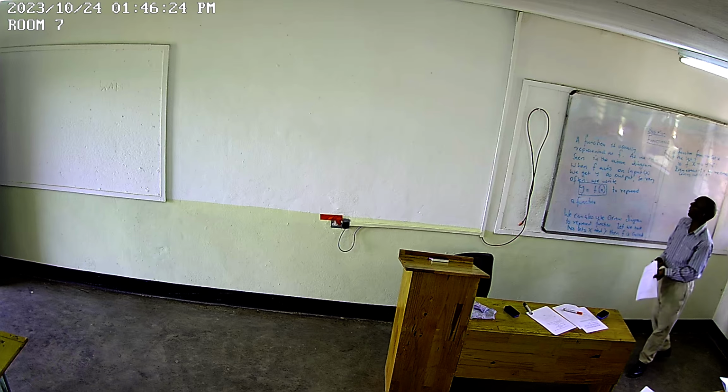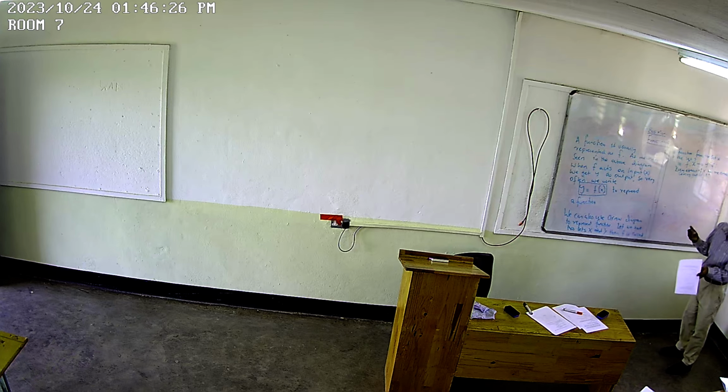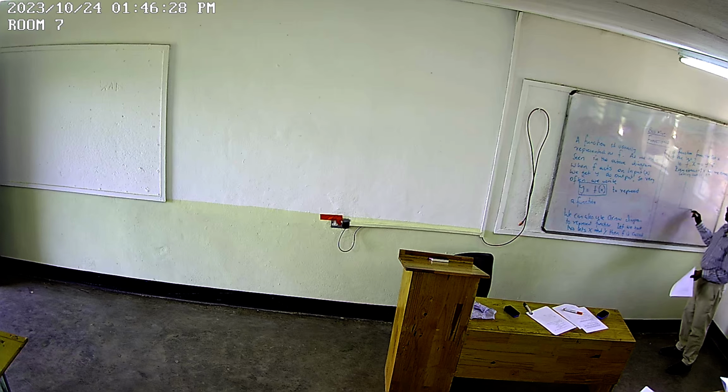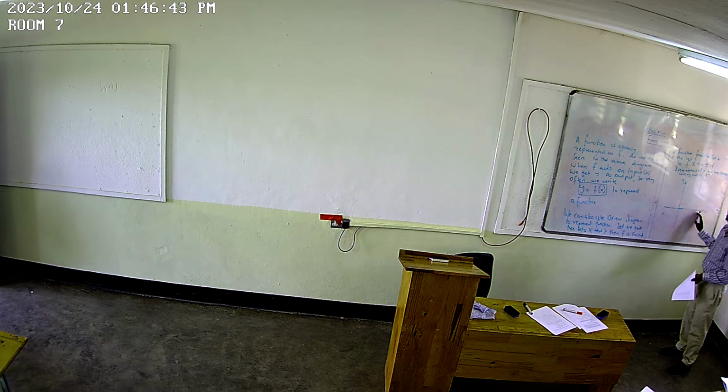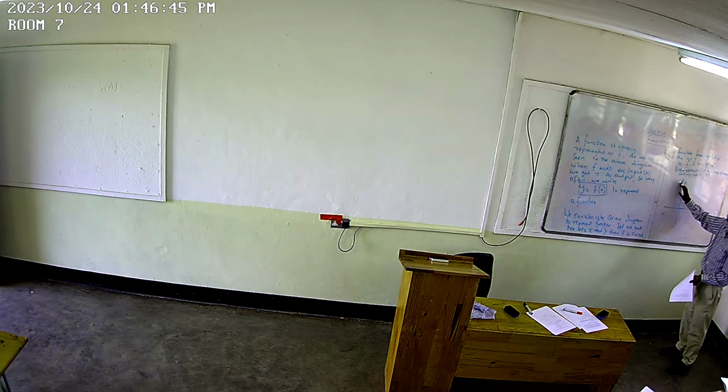If you remember, sometimes you have something like this: this is y and this is x, the Cartesian plane. So you have the y and you have the x. If you want to write this y, it is the same as writing f of x. F of x means y.